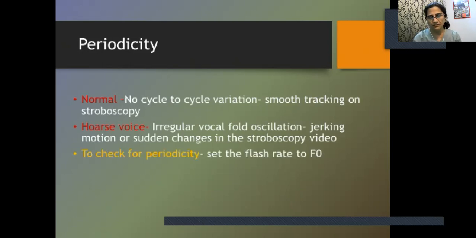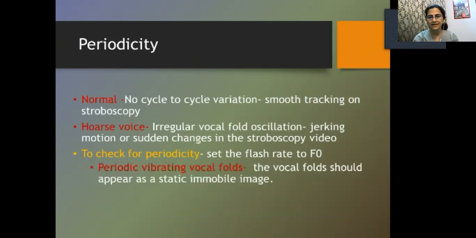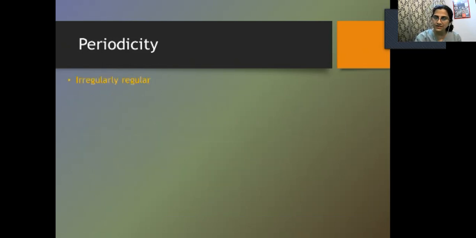The effective way to know the periodicity, or to rule out any cycle to cycle variation, is to set the flash rate at f0, that is, the same as the patient's fundamental frequency. If the cycles are periodic, then you will see a static, immobile image of the vocal cord. But if there is irregularity, it can be of various types.